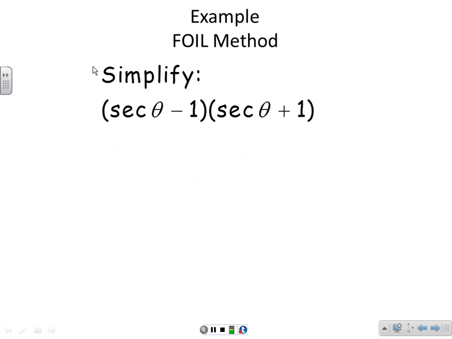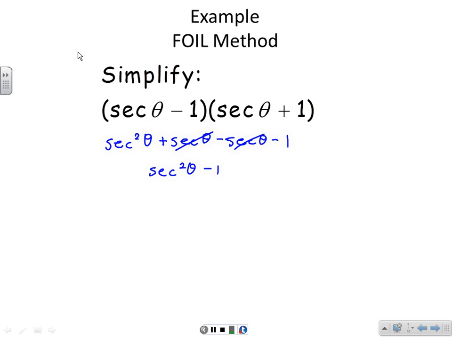Okay, foil method again. This is from algebra. So if we foil this out, we're going to get first times first is going to be secant square theta, and then secant theta times 1 is going to be plus 1 secant theta, and then minus secant theta, and then minus 1. And so these two are going to cancel out, and so we get secant square theta minus 1. And again, that is going to be a Pythagorean.